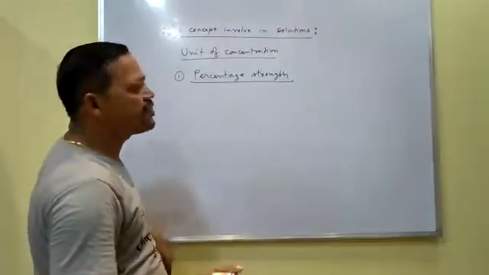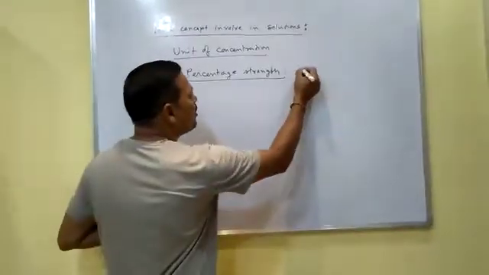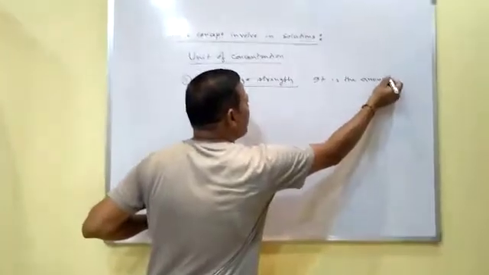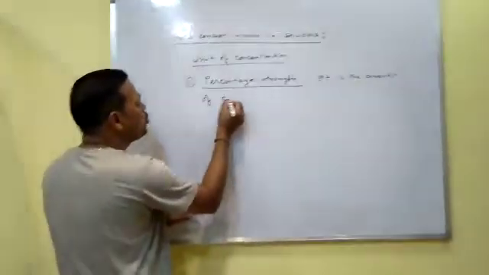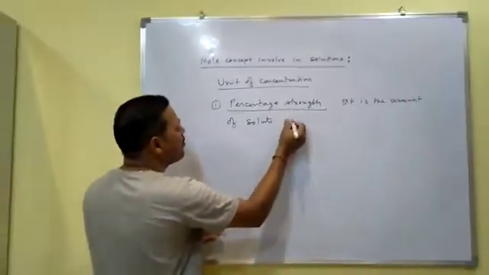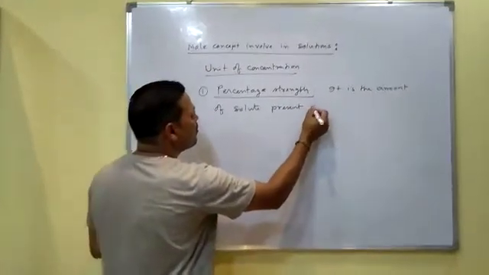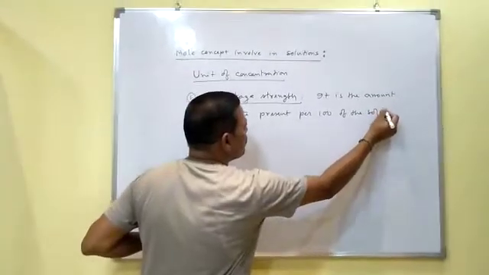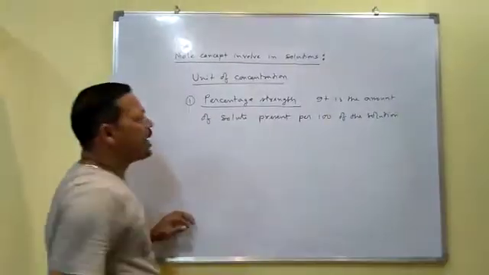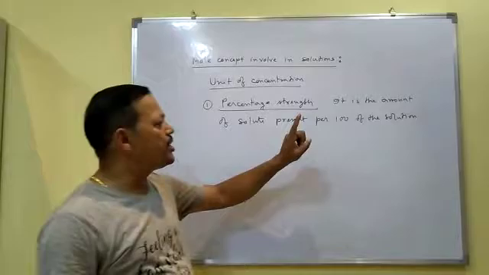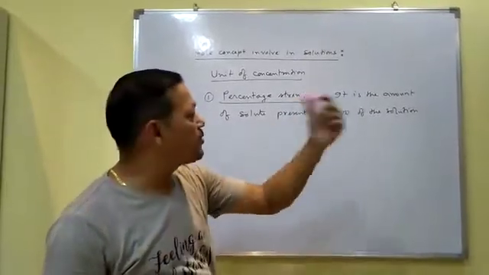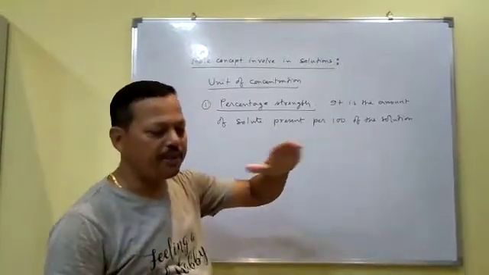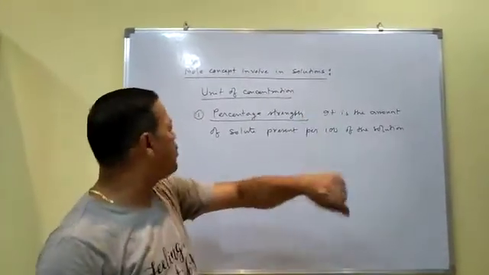So what is percentage strength? Actually, it is the amount of solute present per 100 of the solution. As you know, percentage is also always measured in 100. That's why it is the amount of solute present per 100 of the solution. I mean, in 100 solution, how much amount of solute is present?